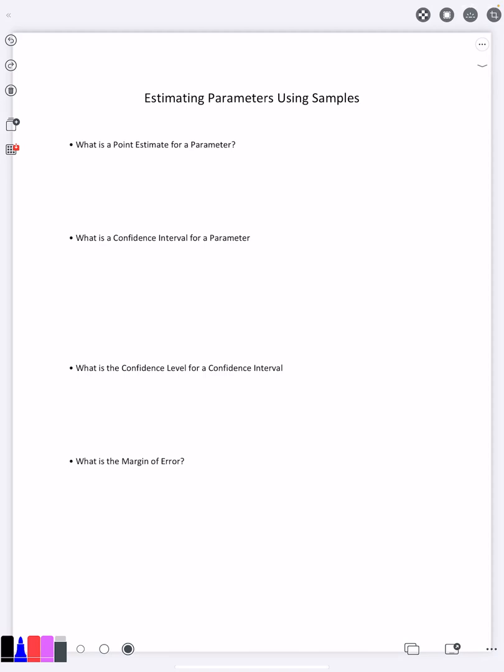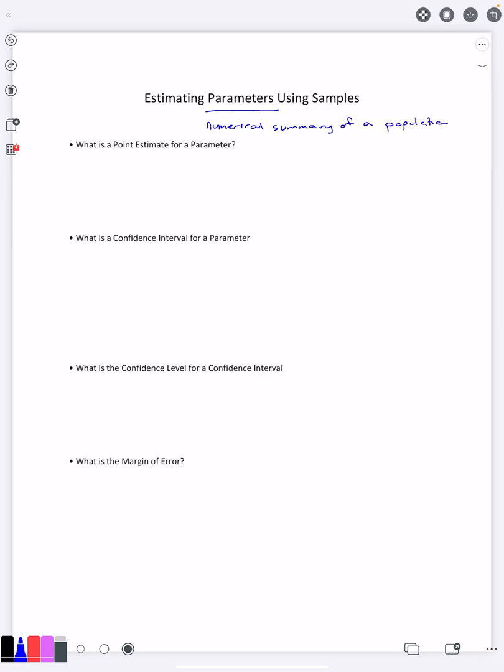In the next part of the class, we're going to be using statistics in order to estimate things. Now, what are we going to estimate? We're going to estimate parameters. And let's recall what a parameter is. That's a numerical summary of a population.